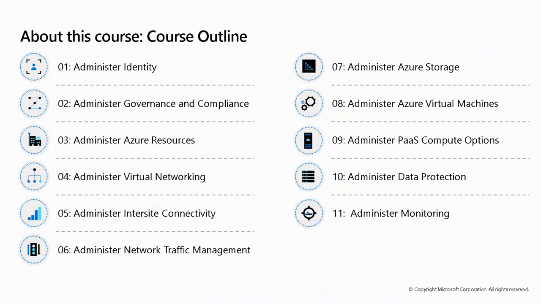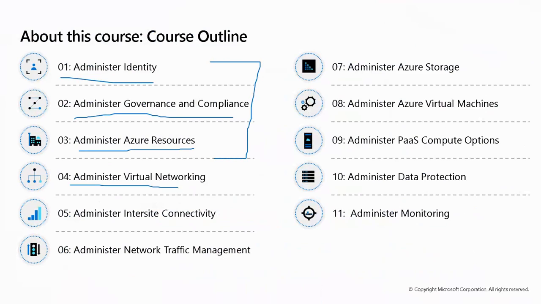About this course outline, about what we are going to review during this course, we're going to be talking about administering identity. We're going to be talking about administering governance and compliance as well, and administering resources. I believe some of these we're going to cover today. Also, we're going to be talking about some modules on virtual networking, the basics about networking. Now let's go a step deeper, not deeply, just step by step, just one step deeper.